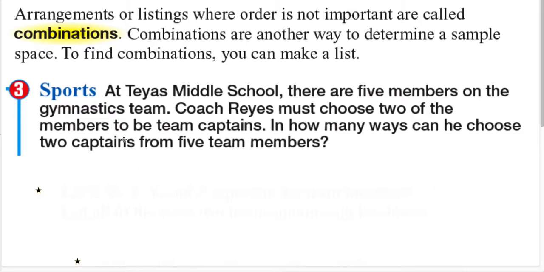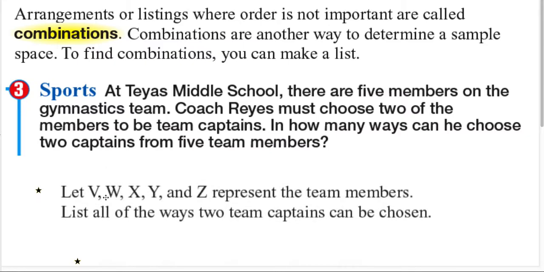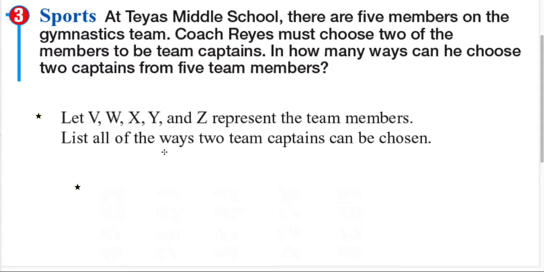Let's take a look at example number 3. At Tejas Middle School, there are 5 members on the gymnastics team. Coach Reyes must choose 2 of the members to be team captains. In how many ways can she choose 2 captains from 5 team members? She has to choose from 5 team members, and it doesn't matter what order she chooses. Order is not important in choosing the 2 team captains. Let's say V, W, X, Y, and Z represent the 5 team members. List all the ways 2 team captains can be chosen.